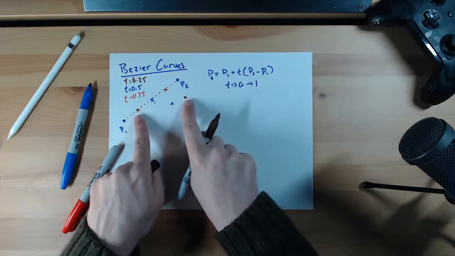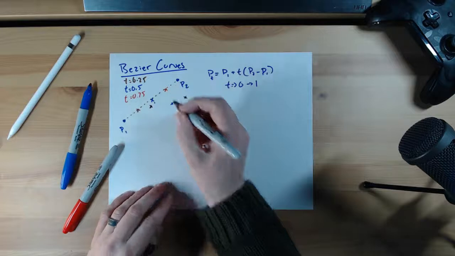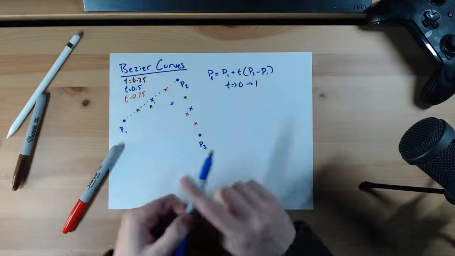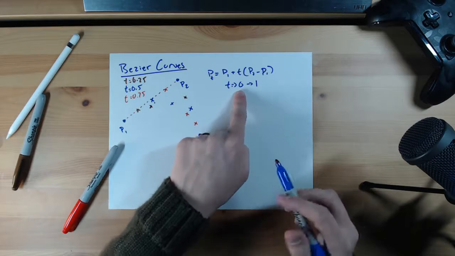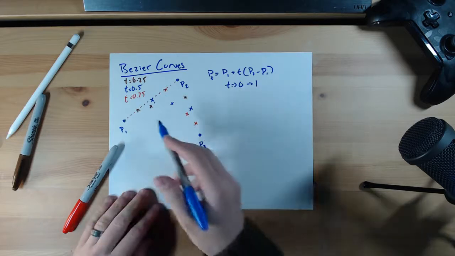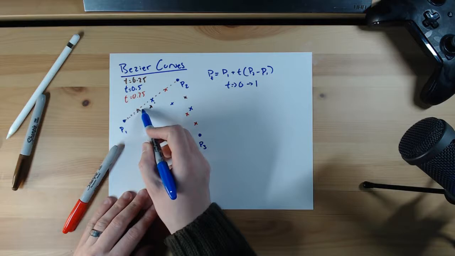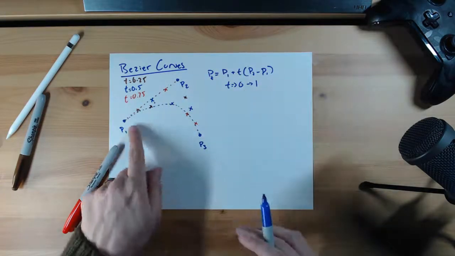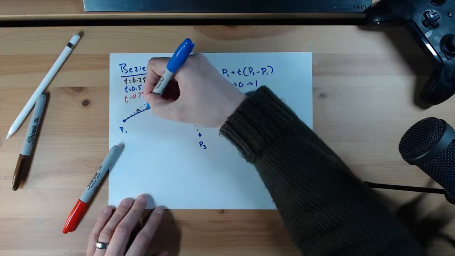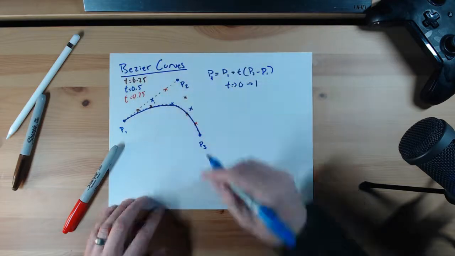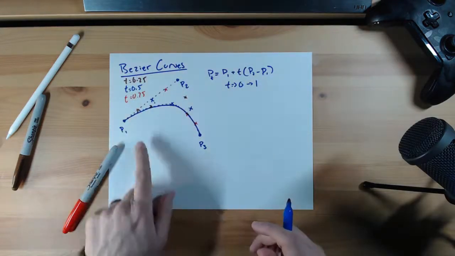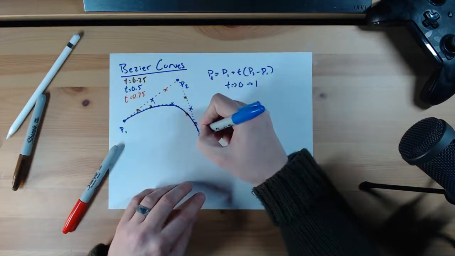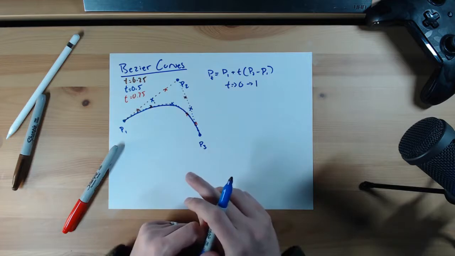And then between these two positions, we go 25% of the way. Now, the really cool thing about this is as t smoothly goes from a value of 0 to a value of 1, this creates a curved line, which is where this Bezier curve comes in. This is a form of interpolation that creates a nice smooth curve using these three control points, P1, P2, and P3.